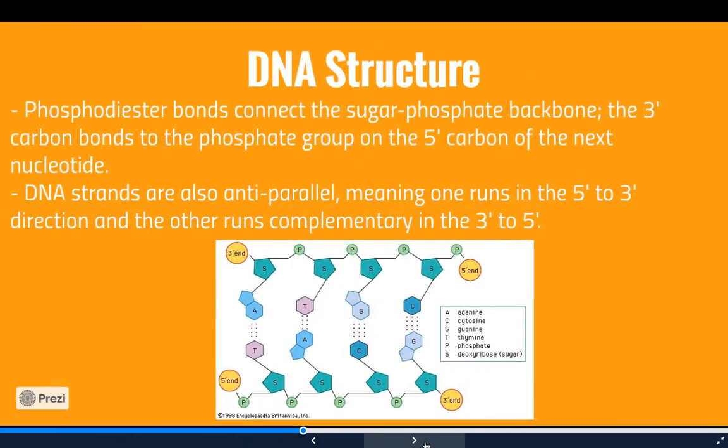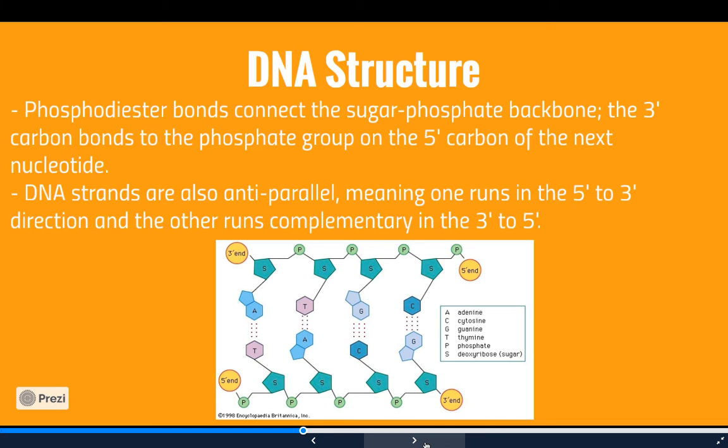Now that we have looked at the structure and bonds included in base pairing, we can zoom out and look at the structure and bonds involved in the creation of the double-stranded DNA. Phosphodiester bonds connect the sugar-phosphate backbone. The 3' carbon of one deoxyribose sugar bonds to the phosphate group on the 5' carbon of the next deoxyribose sugar. This will give you the 3' to 5' direction of the DNA strand.